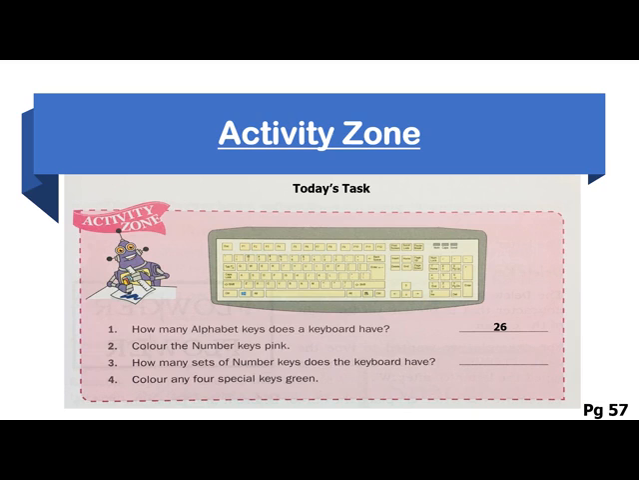Have you colored? Now 3. How many sets of number keys does the keyboard have? Yes, two sets of number keys. One is on the top of the alphabet keys and the other is on the extreme right hand side. Fourth one, color any four special keys green. Special keys are enter key, shift key, caps lock key, cursor keys, backspace key, delete key. So now you have to color any four special keys green. I hope you have done.